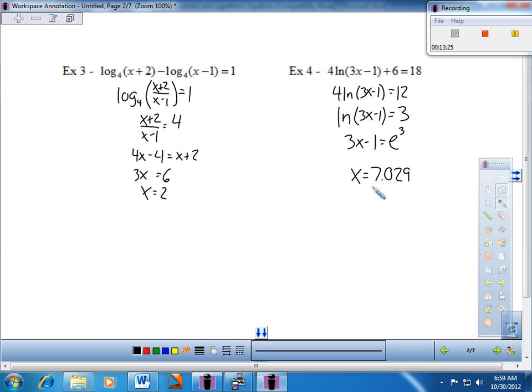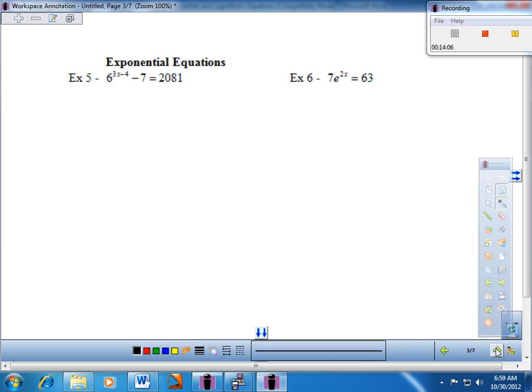All right. So we've done 4 logarithmic equations at this point, and I hope they're looking pretty good. As you go through the process, just think about the rollover, think about the properties, and so forth. Let's get into the exponentials.